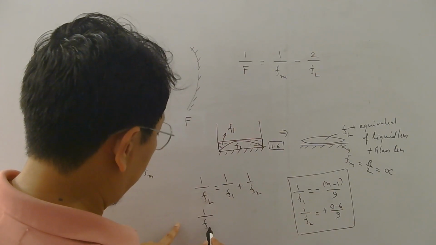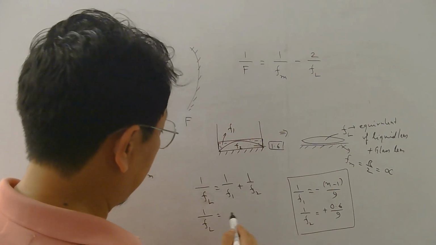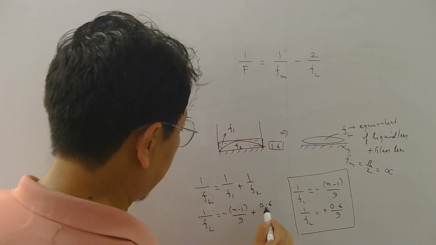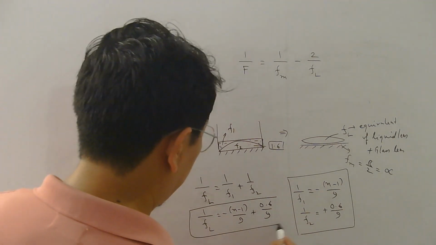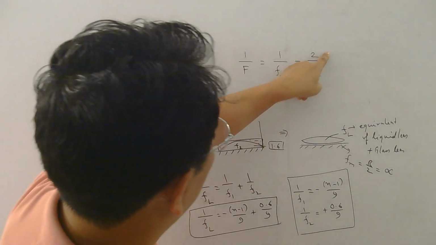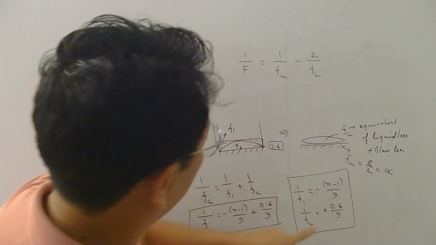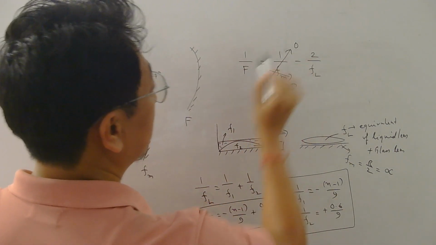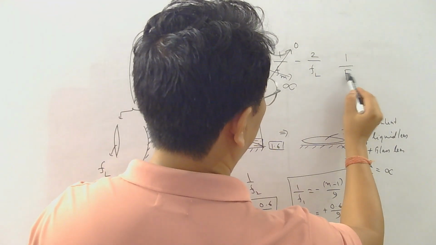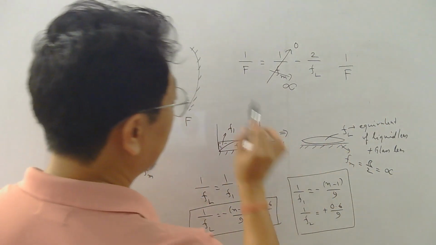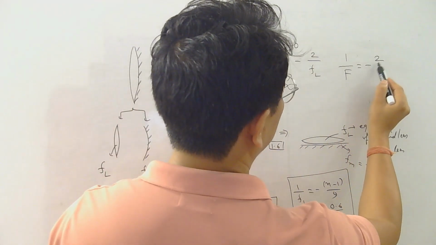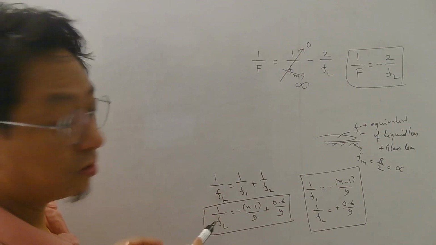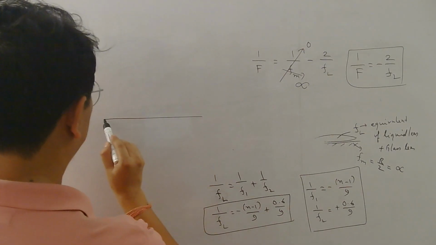So 1 by FL will be equal to minus (n minus 1) by 9 plus 0.6 by 9. So this 1 by FL we found. Now Fm we know is infinity in this case. So 1 by infinity is 0. So 1 by F of this whole system, including the mirror, remember, will be equal to minus 2 by FL. Right? Okay.